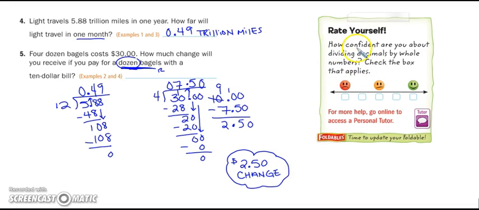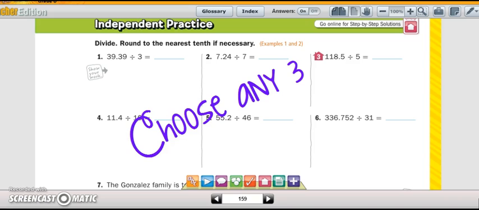Okay, I want you to rate yourself. See how you are on this. Sad face, kinda, I get it a little bit, or I have no problem at all. Okay. One last thing I want you to do is the independent practice. It's on page 159. Choose any 3 that you want to do. Pause the video right now, and then I will put all the answers up there for you. So again, page 159, choose any 3.